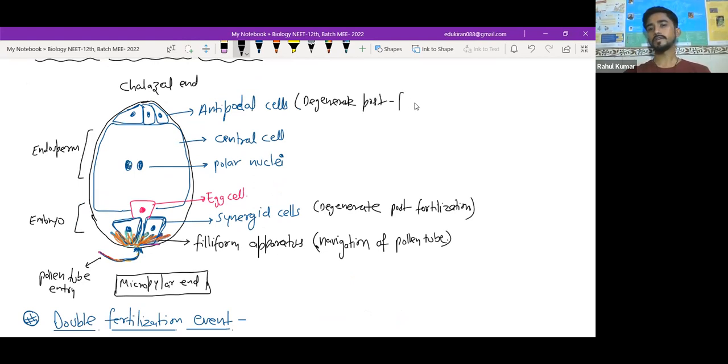So it's easier to understand now that if we divide the developing embryo sac, which develops into embryo, the embryo is towards the micropylar end and the endosperm is towards the chalazal end. Is it clear?